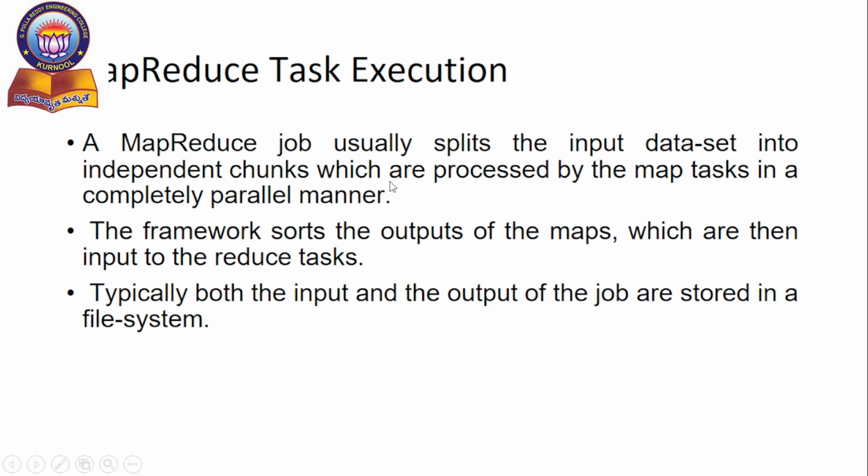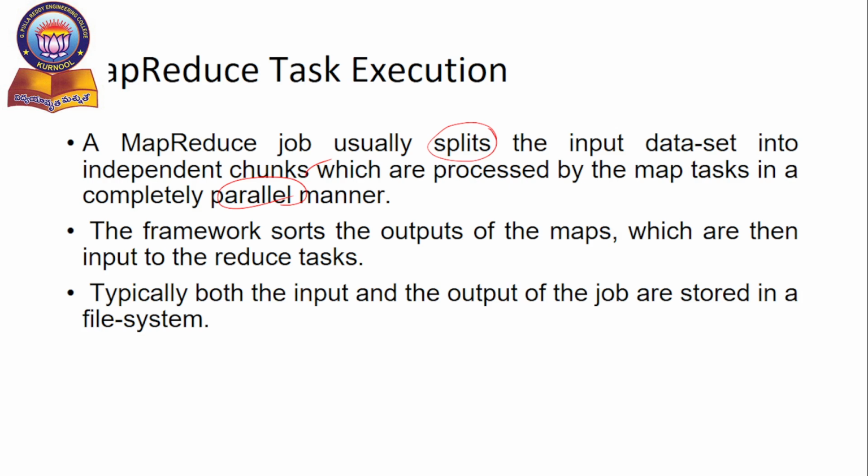Now, map plus task execution. A MapReduce job usually splits the input data set into independent chunks which are processed by the map tasks in a completely parallel manner. As discussed, the data will be split into a number of input splits, which may be called independent chunks, which will be given to each and every map task in the cluster to perform in a parallel manner. The framework sorts the outputs of the maps, which are then input to the reducer task. So in that framework we have seen the shuffle and sort system.